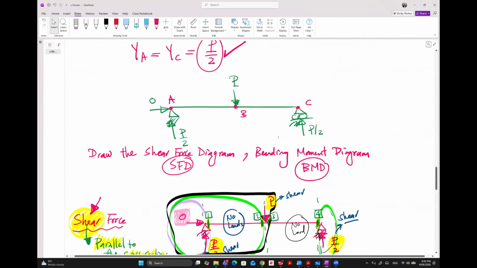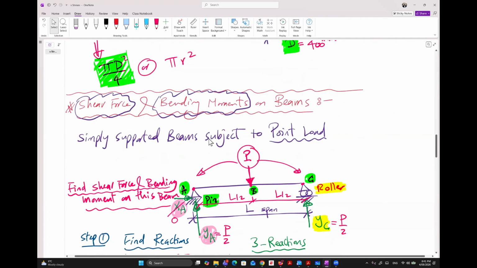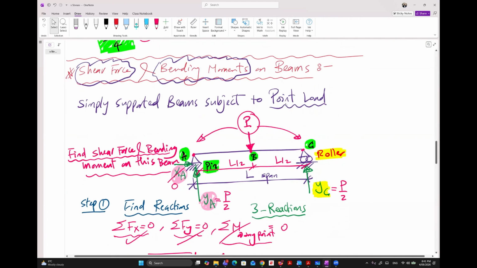So our first case was, if you go up here, a simply supported beam subjected to what?